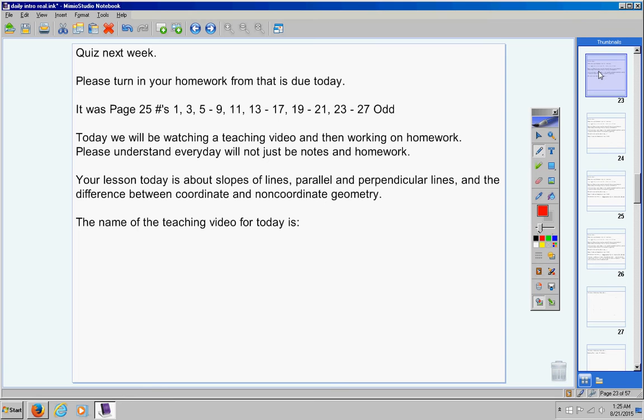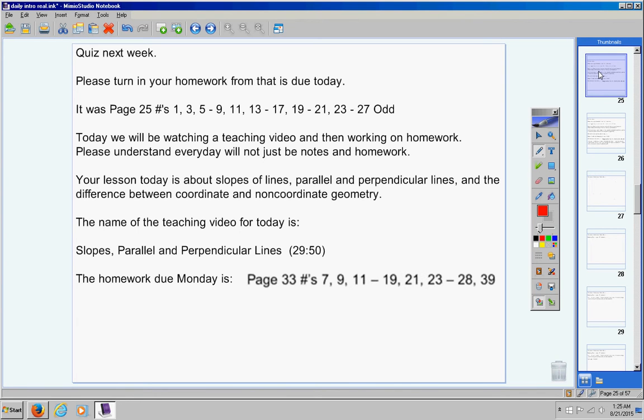The name of the teaching video for today is Slopes, Parallel and Perpendicular Lines. It's about 29 minutes and 50 seconds long, okay? So not too long. So that's the video you will watch today. The homework that is due Monday is right here. Now if y'all will work hard, you can get a good portion of this done in class, okay? So here's the video, and here's the homework that's due Monday.